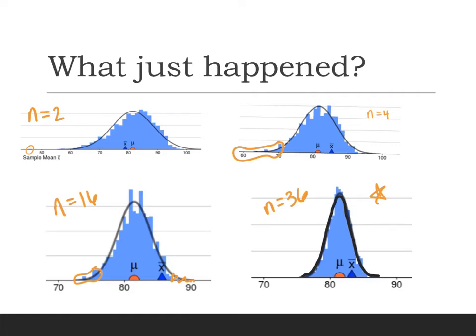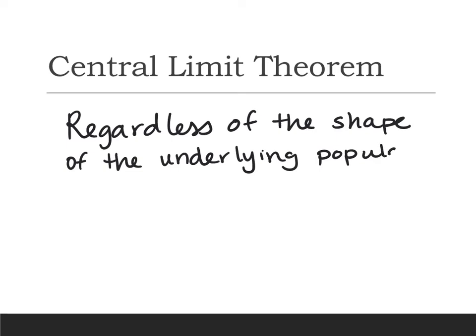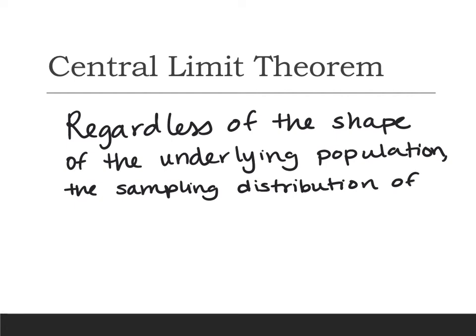So what is this? Well, this is what we call the central limit theorem. All right, so the central limit theorem says that regardless of the shape of the underlying population, so it could be normal, uniform, skewed one way or the other, or just something crazy, regardless of that shape, the sampling distribution of the sample mean, which is, of course, x bar, the sample mean, so the sampling distribution of x bar becomes approximately normal as the sample size increases.